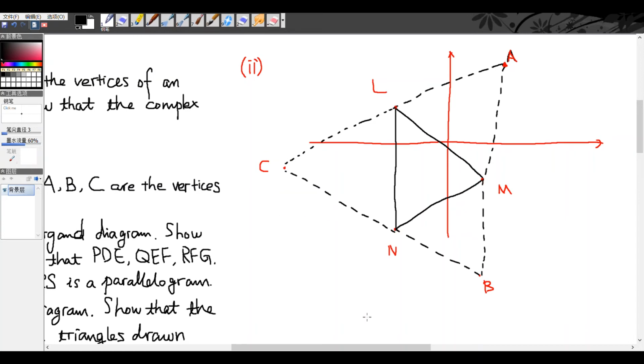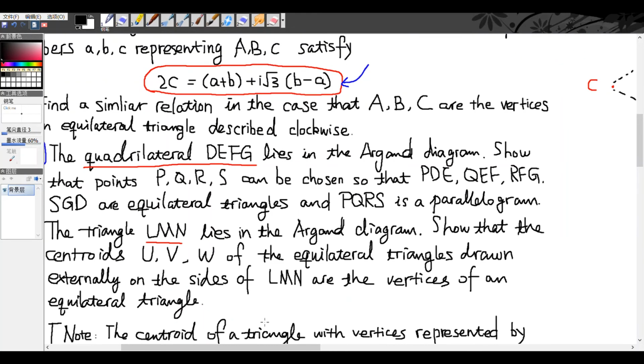Okay, and we draw their centroids. So we match L and U, match M and V, match N and W. It's just a personal preference to mark U, V, and W. I mark this because I want my result to be generalized. So you can change your points, but the result that you get in the end will be the same as mine.